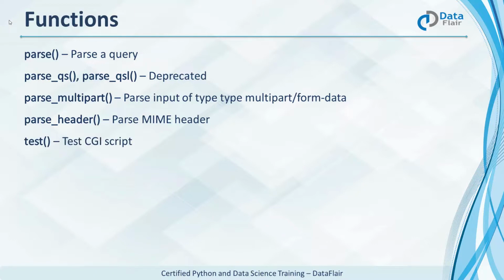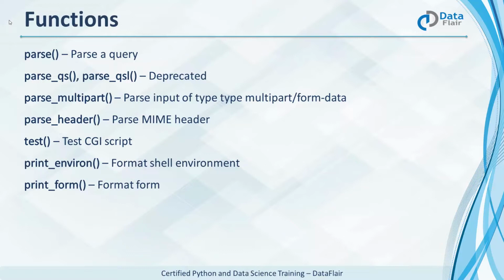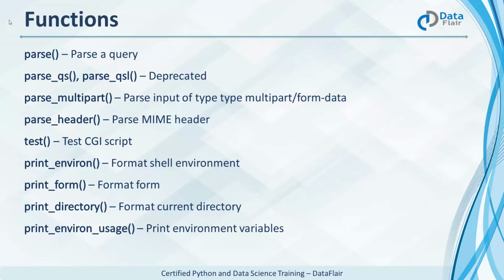test robustly tests the CGI script. Now this one formats the shell environment in HTML. This formats the form in HTML. This formats the current directory in HTML. And this prints out a list of useful environment variables in HTML. Finally, escape converts the ampersand, less-than and greater-than characters to HTML safe sequences.